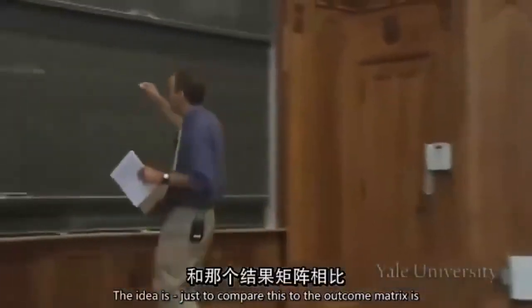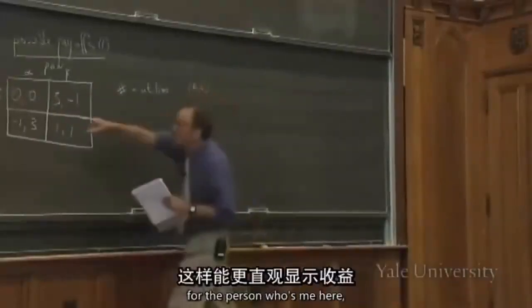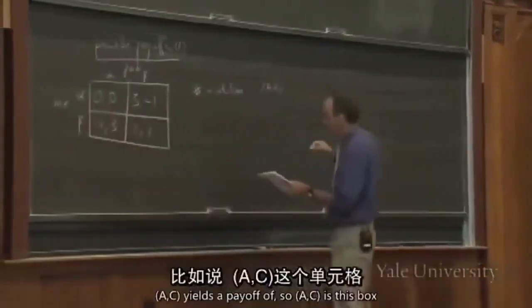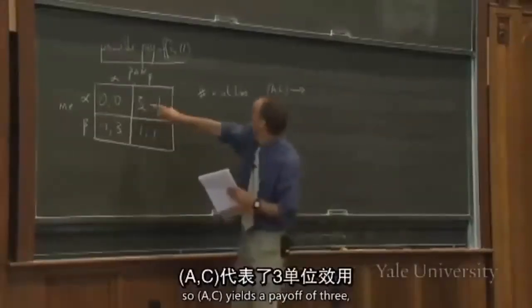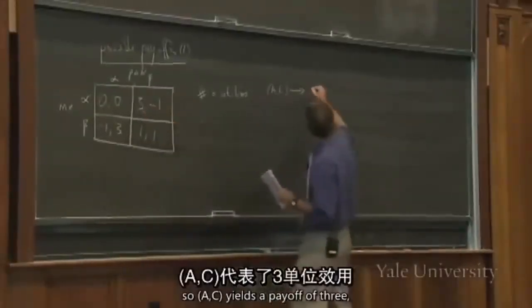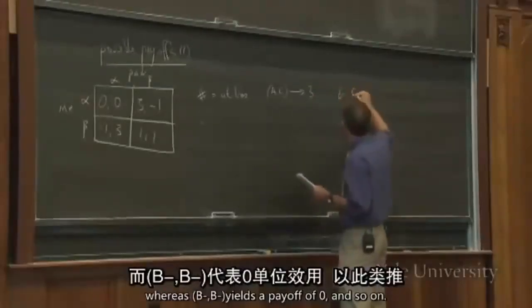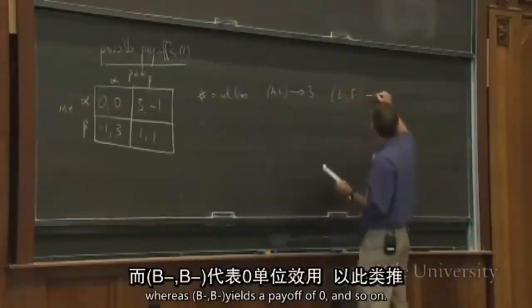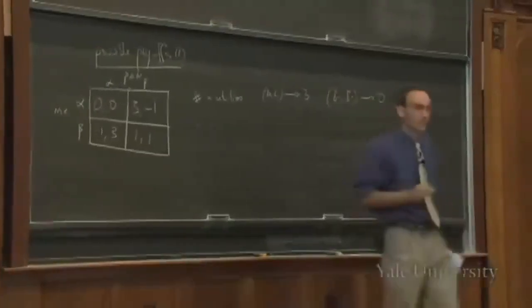All right. And the idea, just to compare this to the outcome matrix, is for the person who's me here, AC yields a payoff of, so AC is this box, AC yields a payoff of 3, whereas B minus yields a payoff of 0, and so on.